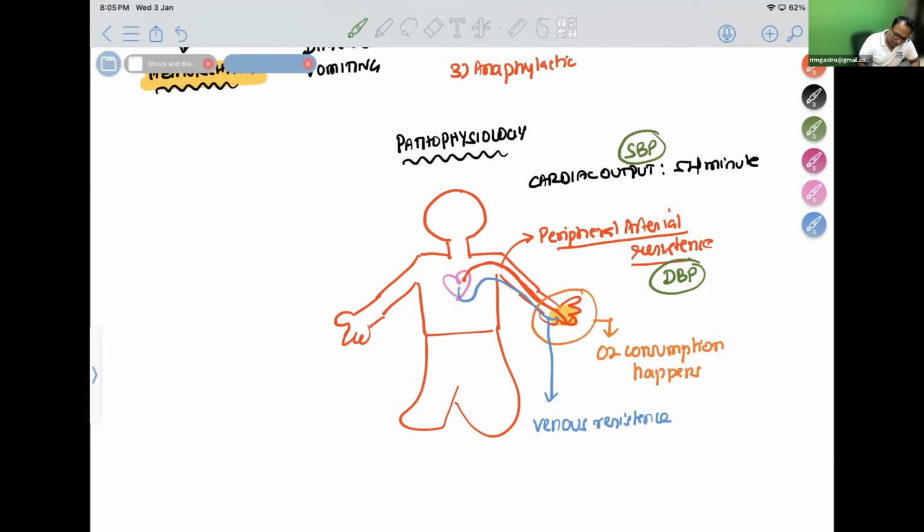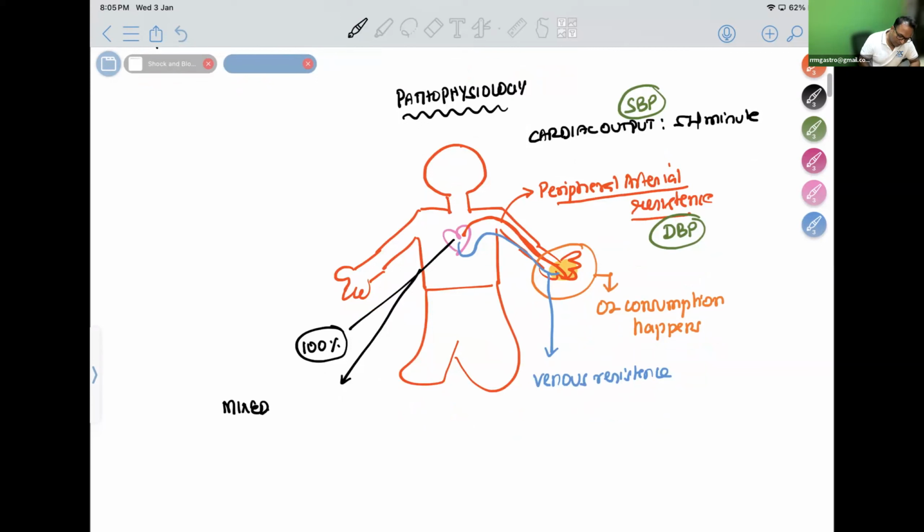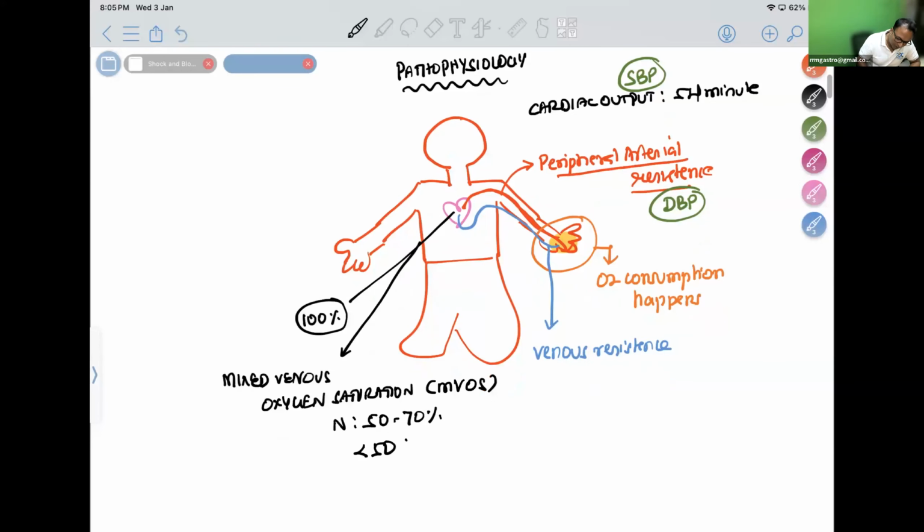If I am going to give 100% oxygen, the amount of oxygen returned back is calculated by a value known as mixed venous oxygen saturation, called MVOS. The normal value of MVOS is 50 to 70%. If it is less than 50%, what does it mean? Less than 50% means more oxygen is consumed in the periphery. More than 70% means oxygen is not consumed in the periphery. So please understand this concept.